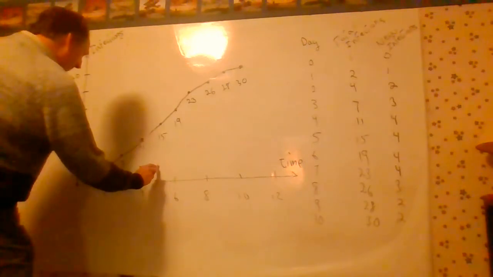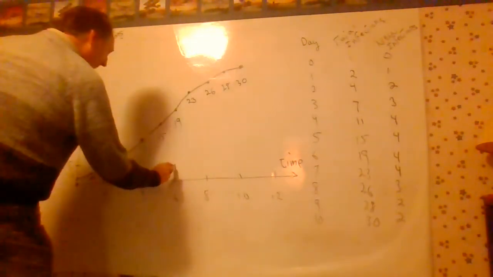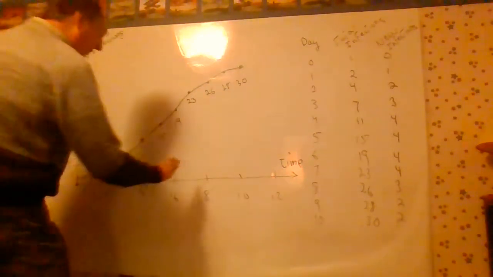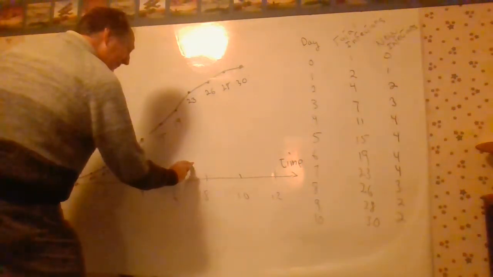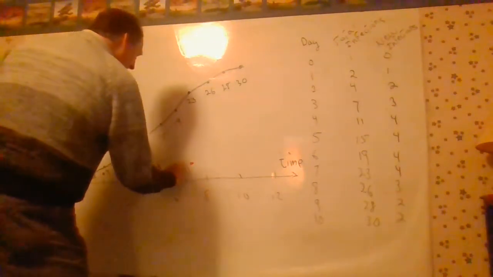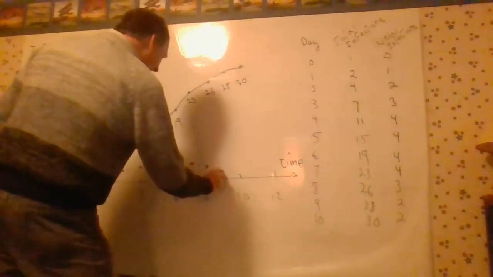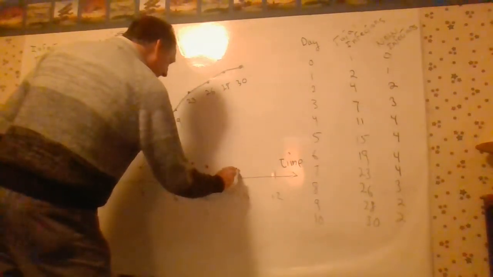Day equals 5, we have 4. It kind of levels off. Day equals 6, we have 4. Day equals 7, we have 4. Day equals 8, we have back to 3. And then day equals 9, we have 2 and 2.